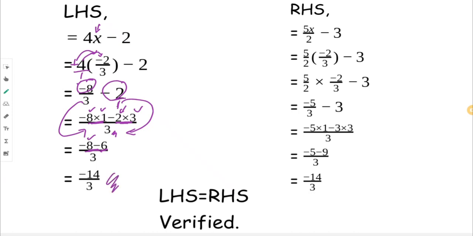Let us do the right hand side again. 5x by 2 minus 3, right? So the value of x is what? Minus 2 by 3. Remember, multiplication is here, so I'm just expanding here. Okay, I could have multiplied like this, plus into minus, minus 5 to the 10, 2 3 is 6, but I'm not doing that because we can divide here. All right, 2 1s are 2 minus 1. Clear? That is the reason why I did not multiply direct.